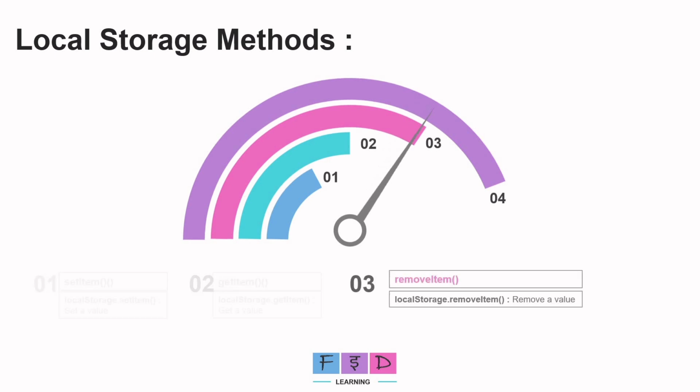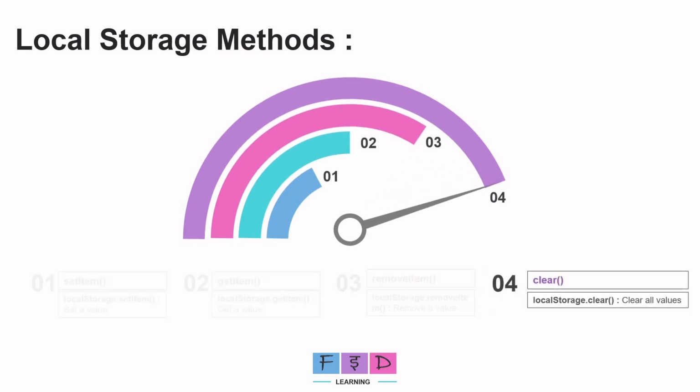Next method is localStorage.removeItem. It removes stored data using the corresponding key. And last, localStorage.clear. It clears all data from local storage, removing all key value pairs. So let's quickly try this as well.